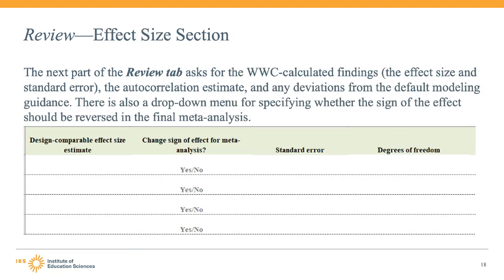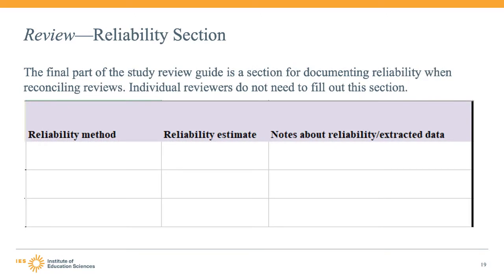The next part of the review section is for those studies which meet standards and for which an effect size can be estimated. At this time, the WWC is only able to estimate a design comparable effect size for treatment reversal or withdrawal designs with 3 or more cases, or multiple baseline or multiple probe designs that have 3 or more participant cases. Finally, the Study Review Guide contains a section for documenting the reliability of any outcomes extracted from plots when reconciling reviews. If you are performing individual reviews of studies, it is not necessary for you to complete this section. This is simply a placeholder for topic area leadership documentation.